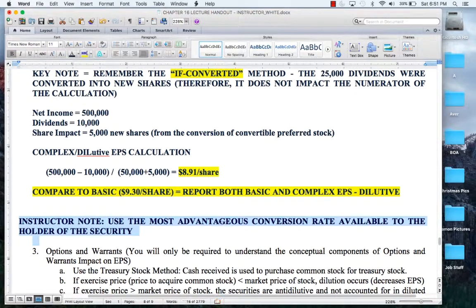This instructor note is just to tell you to use the most advantageous conversion rate available to the holders of the security. I will not try to throw anything confusing, but if you were to see this in practice, if the conversion rate differed throughout the year, like the first part of the year it was convert to 5,000 shares, and then the second part of the year it was 10,000 shares, you would always do the one that's most advantageous, so the 10,000 shares in that example.